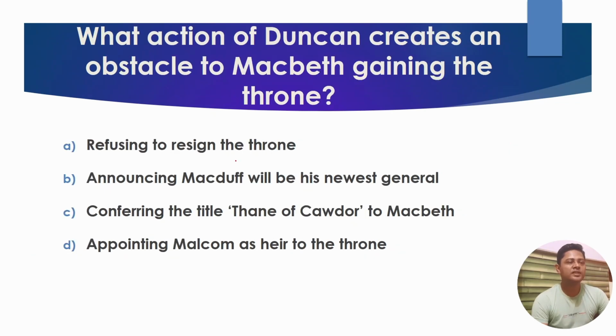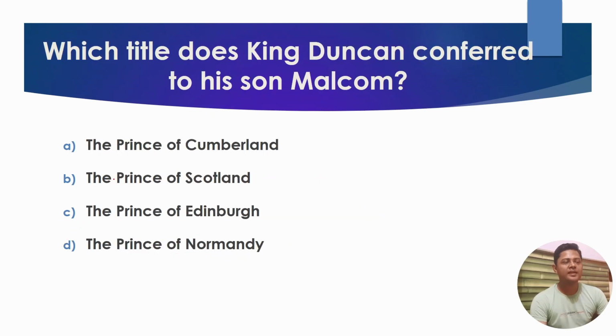The next question is, what action of Duncan creates an obstacle to Macbeth gaining the throne? So here the correct answer is appointing Malcolm as heir to the throne. The next question is, which title does King Duncan confer to his son Malcolm? The correct answer is option A, the Prince of Cumberland. The Prince of Cumberland means he is heir to the throne.